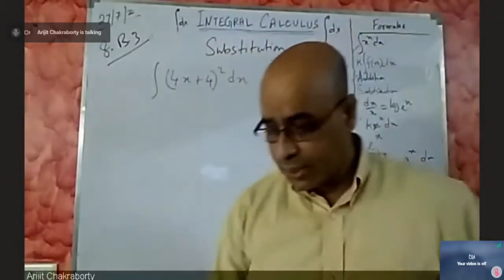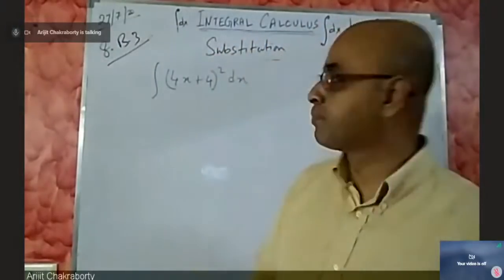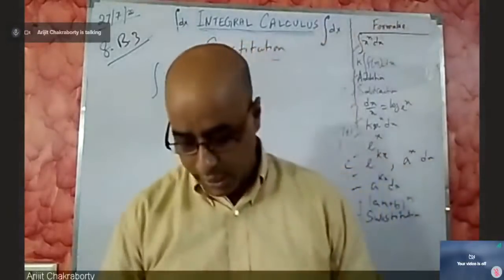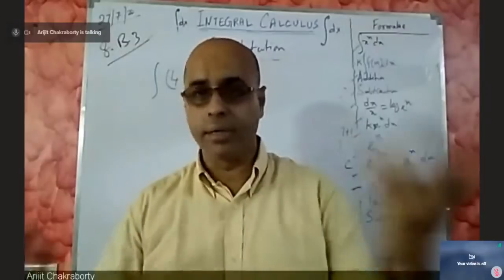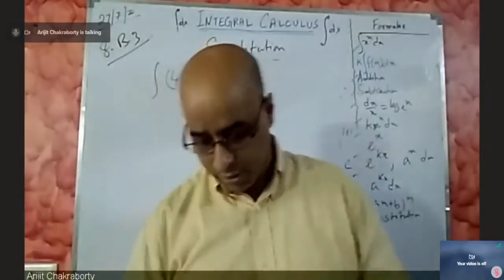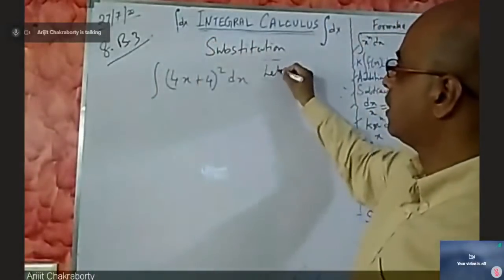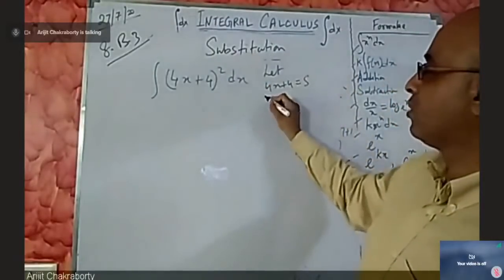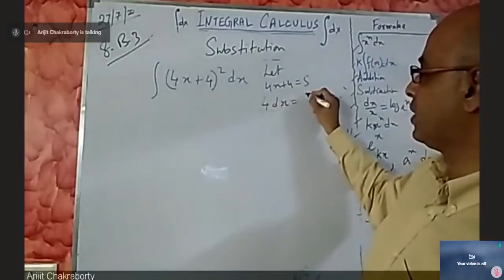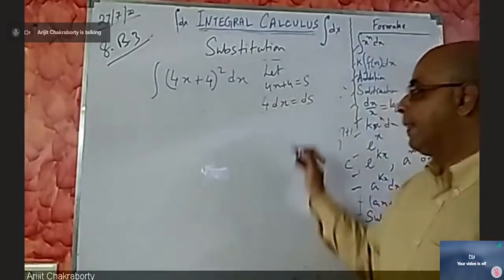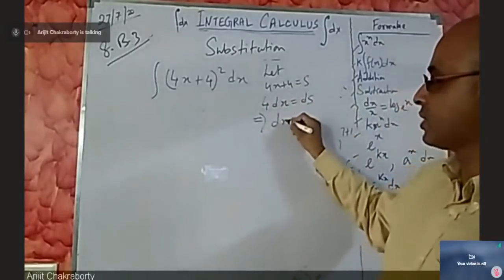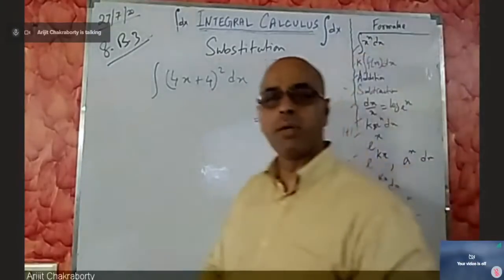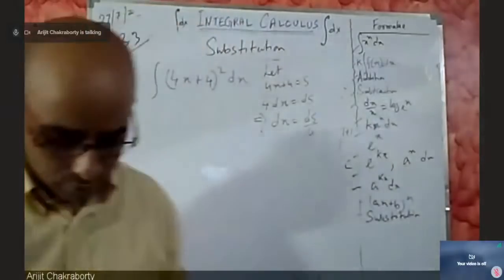If you break it up using the same principles, I will take 4x plus 4 as, say, anything, say s. So let 4x plus 4 equal to s. So 4 dx will become ds. Okay, that is dx is equal to ds by 4.